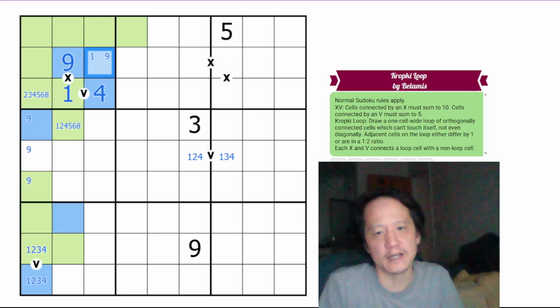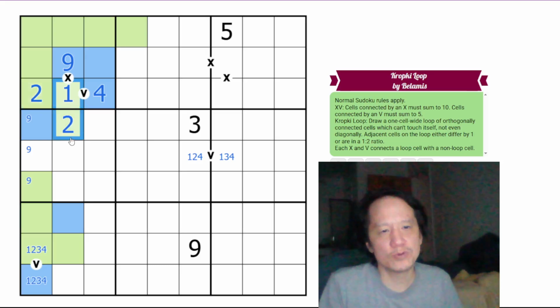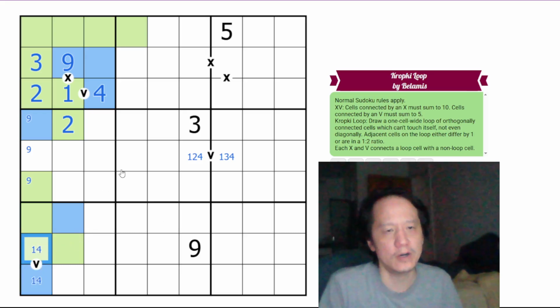This is 9. 1 is only next to 2 on the loop. So this is 2. 2 can be next to 1, 3, or 4. 1 and 4 are already taken in the box, so this is 3. That means this can't be a 2-3 pair. This is a 1-4 pair here.